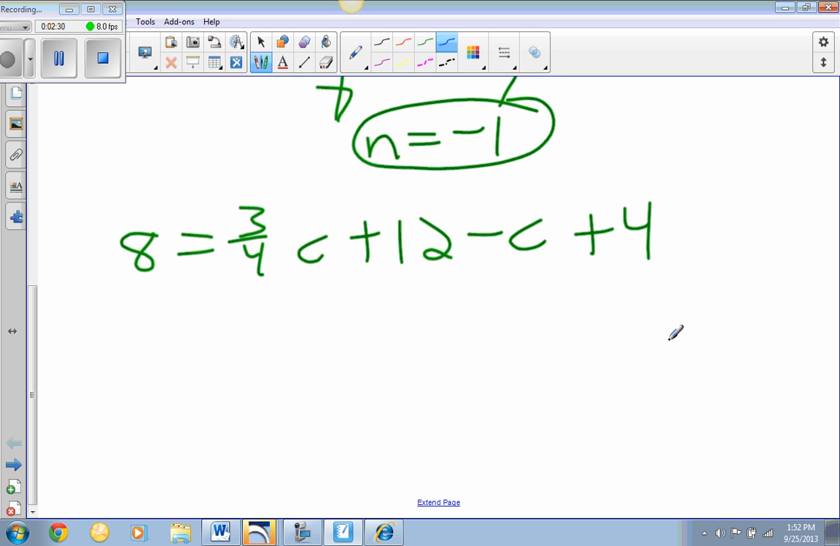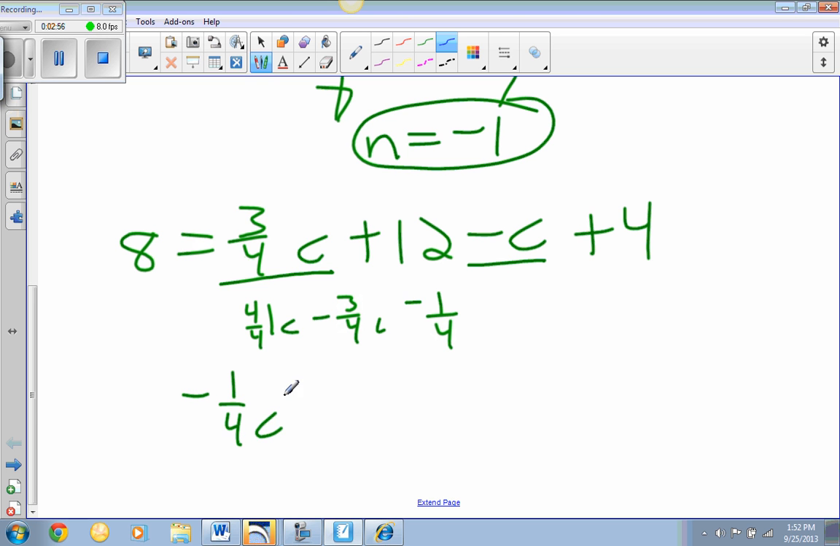So there's a couple different things here I need to combine. So I have a 3/4 c and a minus c. That's a -1, right? So if I have 1c and I need to subtract 3/4 from it, well, you need to realize that this is 4/4, right? So how many is left? 1/4. Okay? And if I'm subtracting more than I start with, it better be a negative. So I have a -1/4 c.